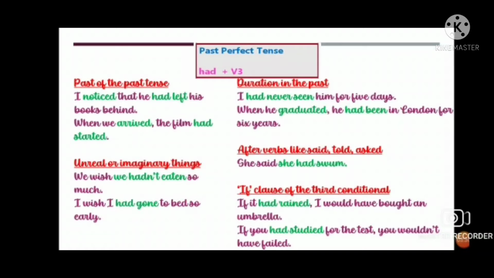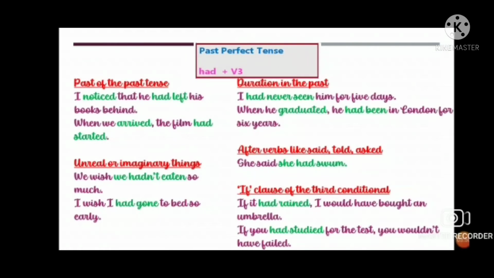Second usage, unreal or imaginary things. We wish we hadn't eaten so much. So you are regretting eating something. I wish I hadn't gone to bed so early. Again, regretting. Maybe you might have gotten up late the next morning.